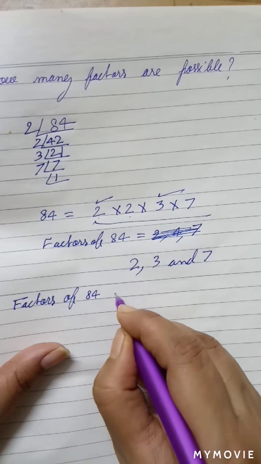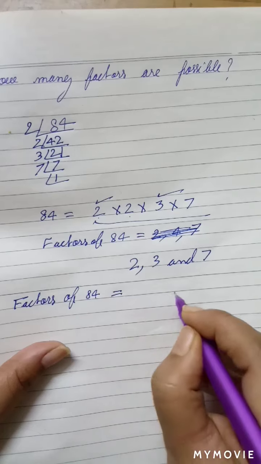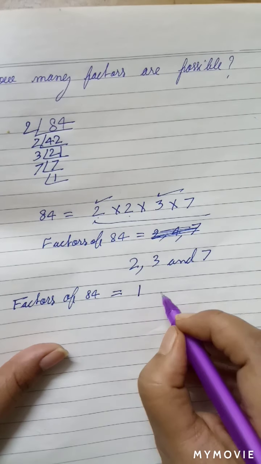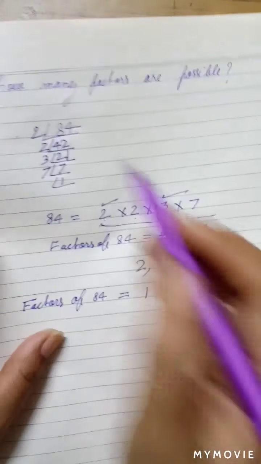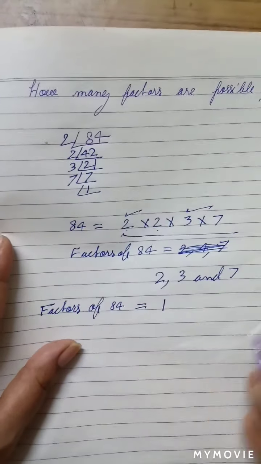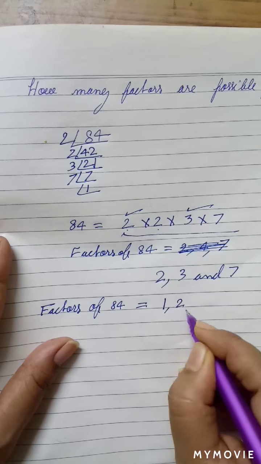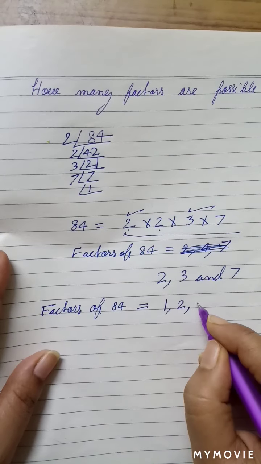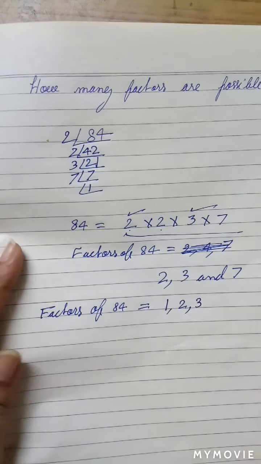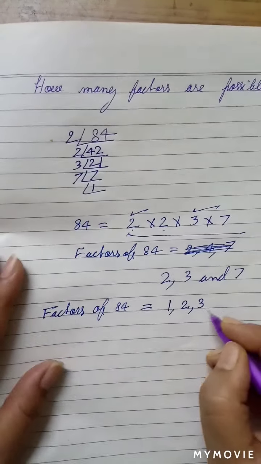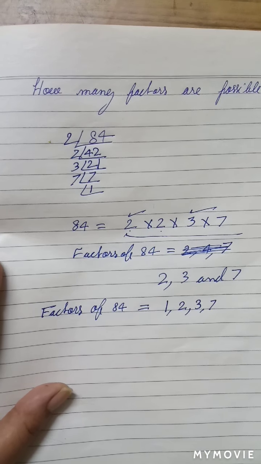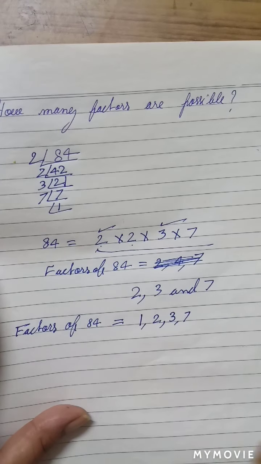84 is divisible by 1. So the least factor of any number starts with 1. And 2 is a factor which we can see clearly. 2 is there, so 2 is a factor. 3 is a factor. We can see it's here. And 7 is also a factor. But actually we have more than that. Let me tell you how we are going to calculate it.